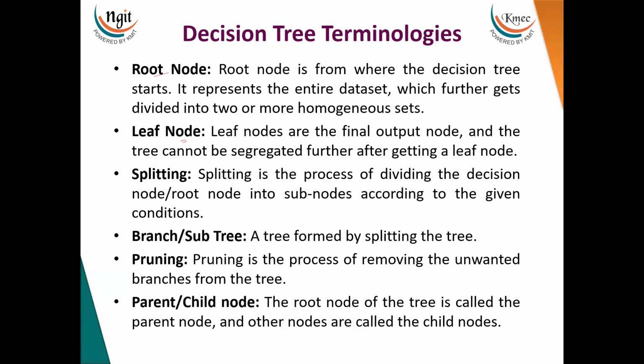Splitting is the process of dividing the decision node or root node into subnodes according to the given conditions. And coming to the branch or subtree, a tree formed by splitting the tree is the branch or subtree. And pruning, we know that pruning is nothing but the process of removing the unwanted branches from the tree. Parent or child node, the root node of the tree is called the parent node, and other nodes are called the child nodes.